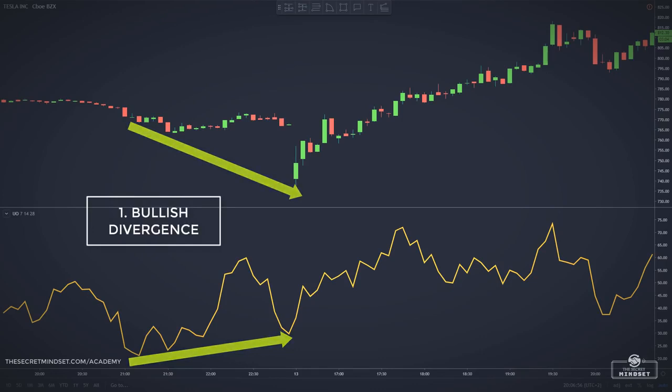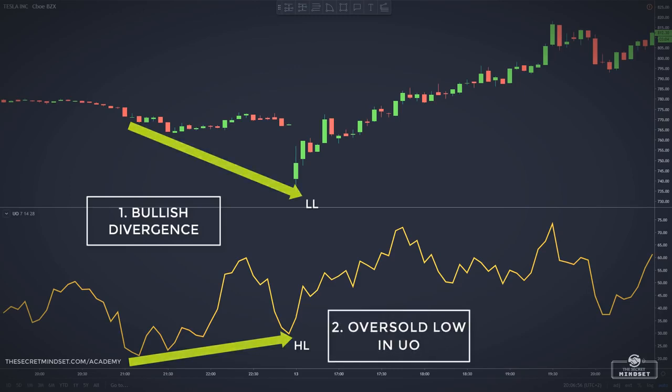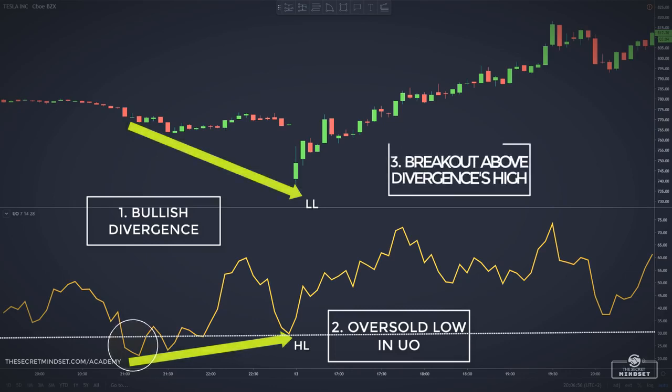This means the ultimate oscillator formed a higher low as price recorded a lower low. The higher low in the oscillator shows less downside momentum. Second, the low of the bullish divergence was below 30. This is to ensure that prices are somewhat oversold or at a relative extremity. Third, the oscillator rose above the high of the bullish divergence.